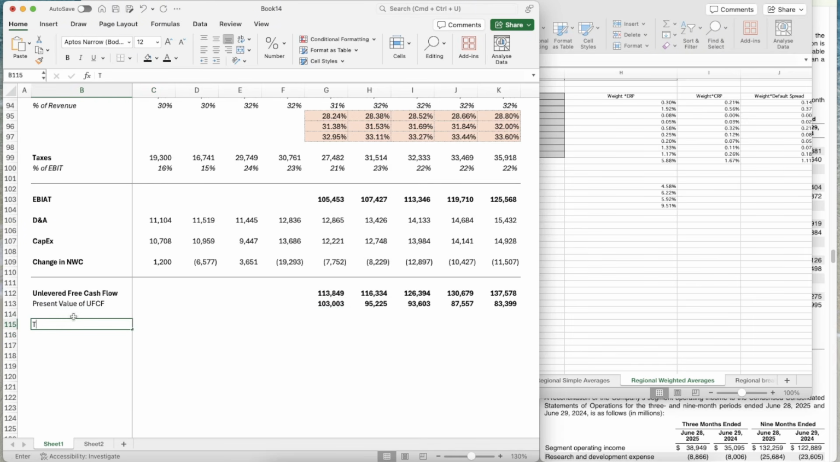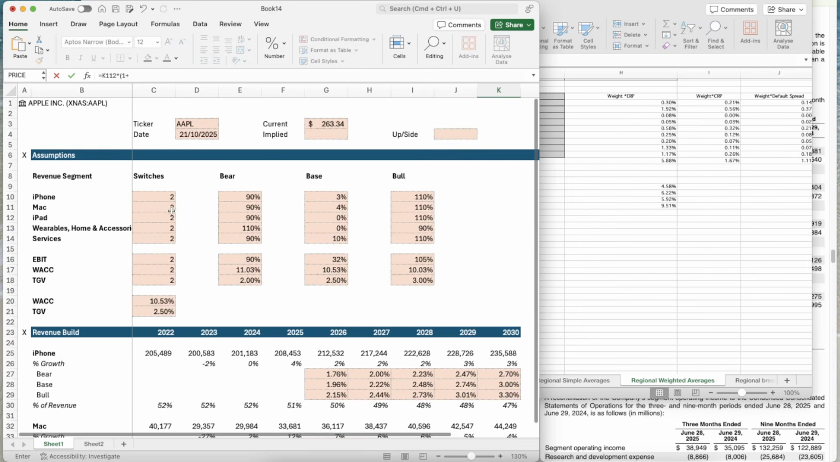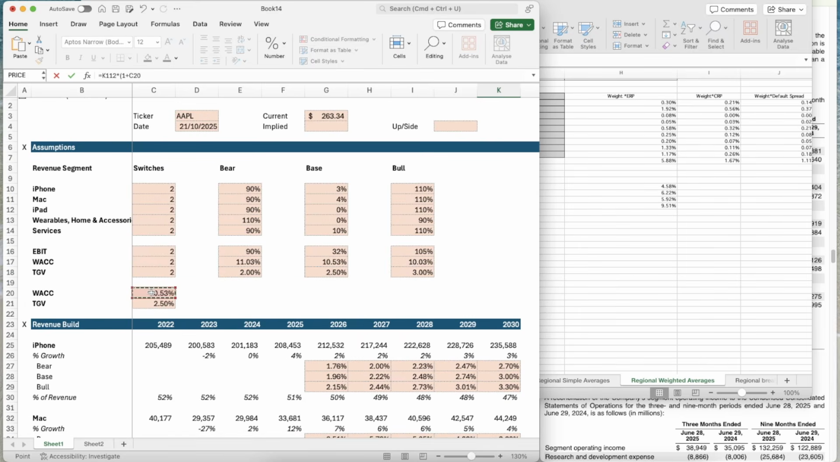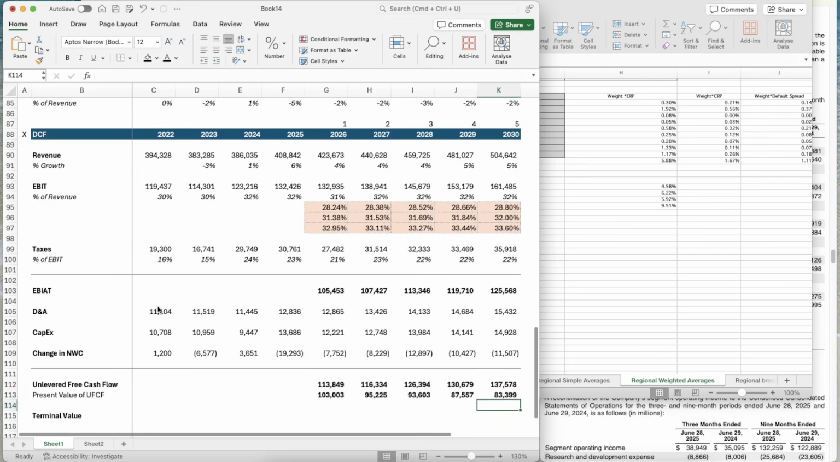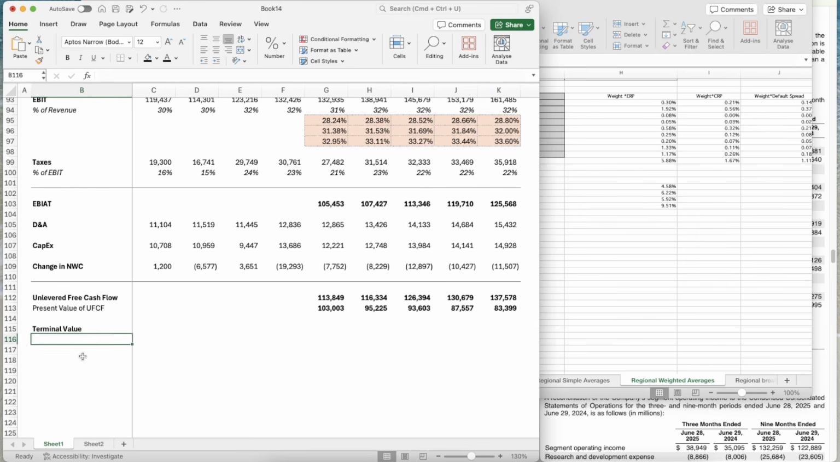Now we want to find our terminal value. And that is, you take your final year of unlevered free cash flow multiplied by 1 plus the WACC, divided by your WACC minus your terminal growth value. And it's coming in a second. Then we want the present value of the terminal value. There we have it. So the terminal value is just about 1.9 trillion.